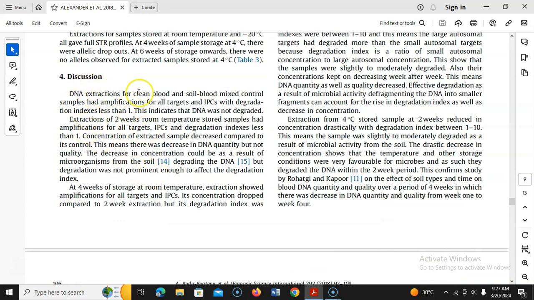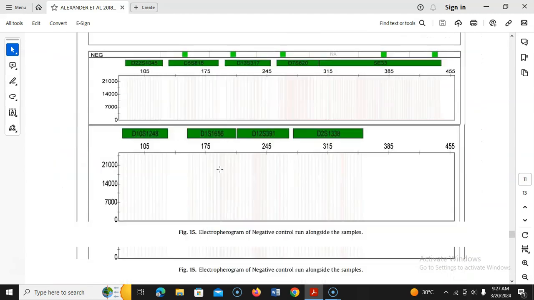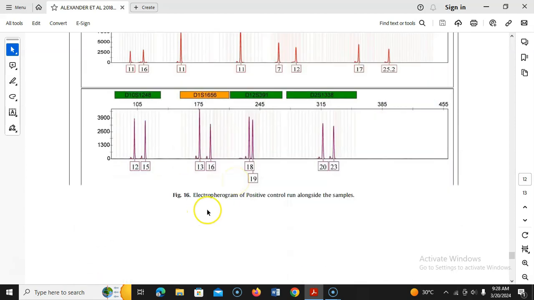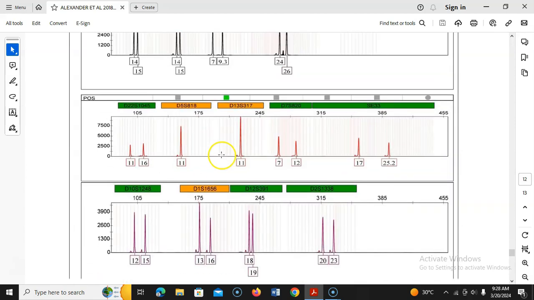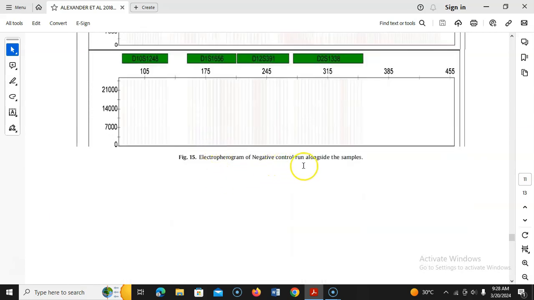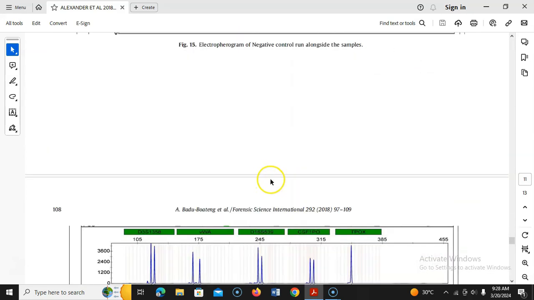So discussion. DNA extraction for clean blood and soil blood mixed sample controls gave amplification for all types. This indicates that DNA was not degraded. So let's go straight to, so this is the profile. There's a positive control, and this is the negative control, meaning there was no contamination.